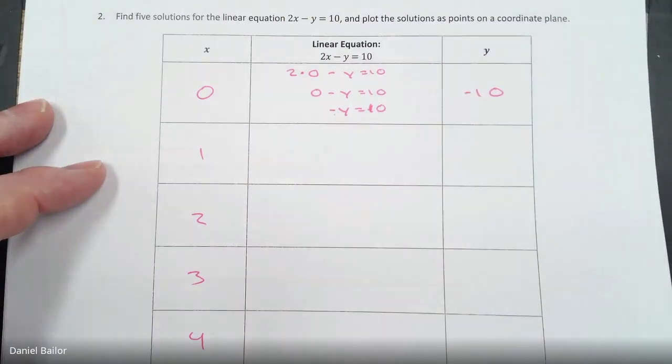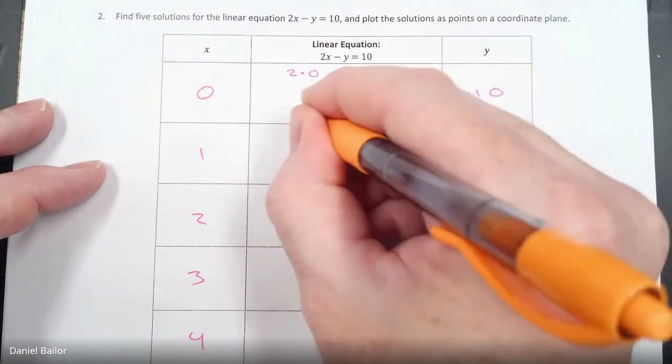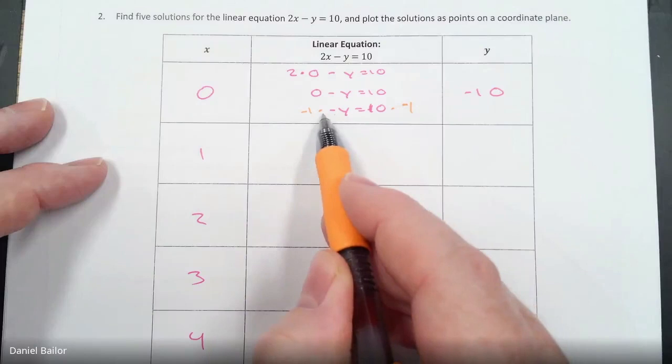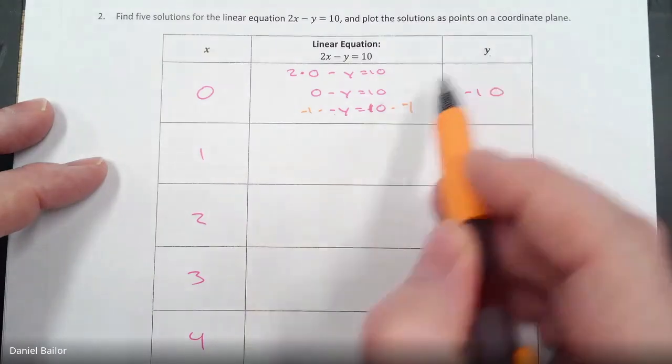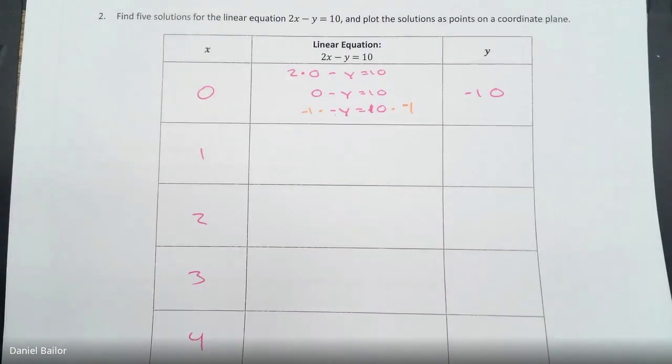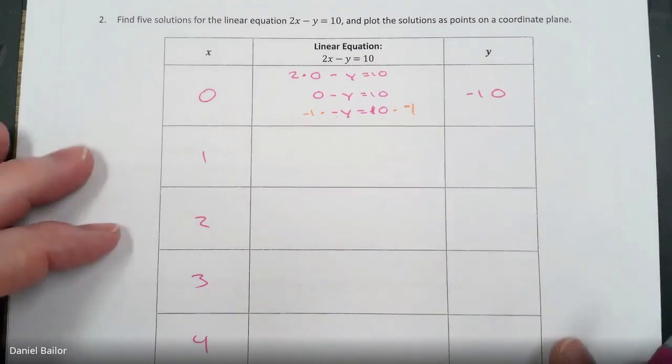Another way to do this is you multiply negative 1 times both sides. Negative y times negative 1 is y. 10 times negative 1 is negative 10. So we got negative numbers on this. Maybe I should have thought a little bit more about my x's, but we'll see how it works. We're going to have negative y's.